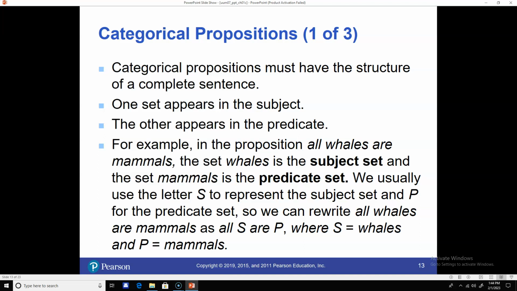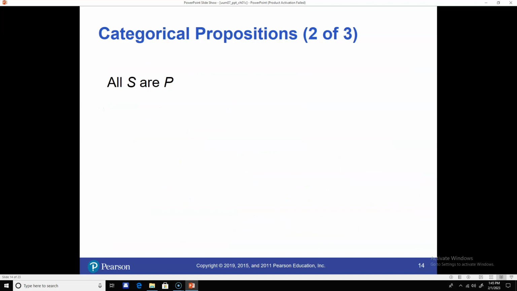And in this particular set, we know that the subject set is a subset of the predicate set. So sometimes they'll use letters to represent this, S for subject and P for predicate. Sometimes they do this in shorthand and it might look confusing, but sometimes the sets can be complicated. So instead of writing all whales are mammals, we can rewrite it as All S are P, because S is standing for whales and P is standing for mammals. So let's continue. All S are P, that's the example we just looked at. All whales are mammals.